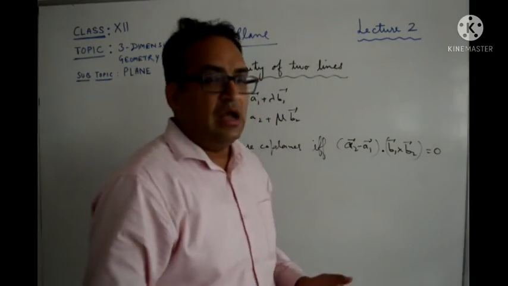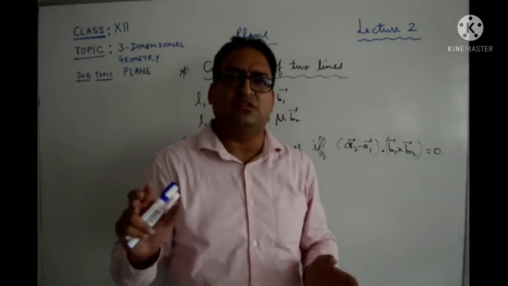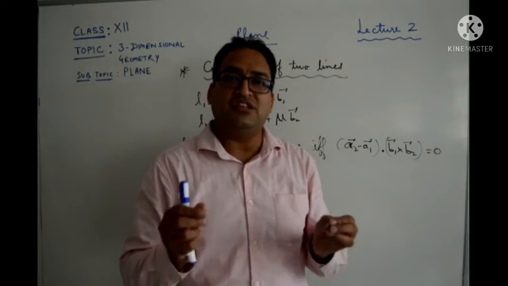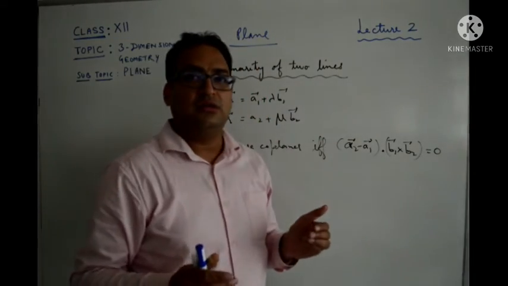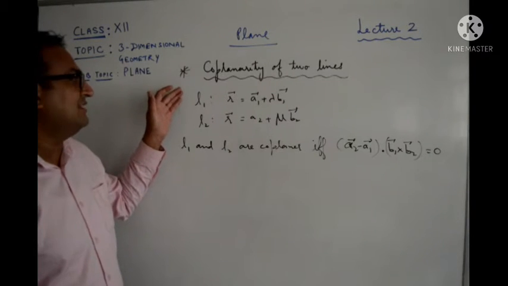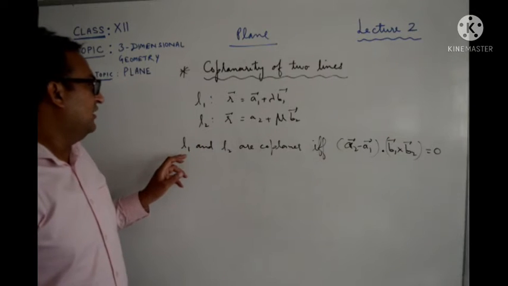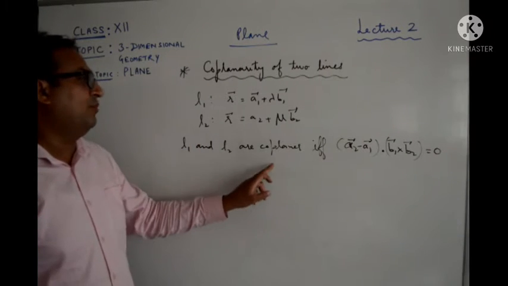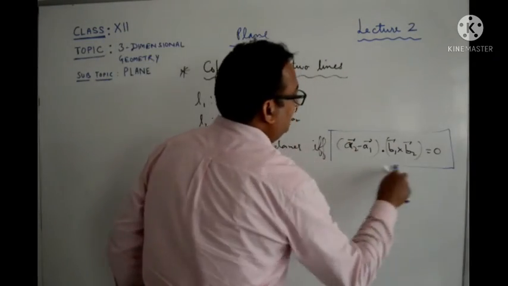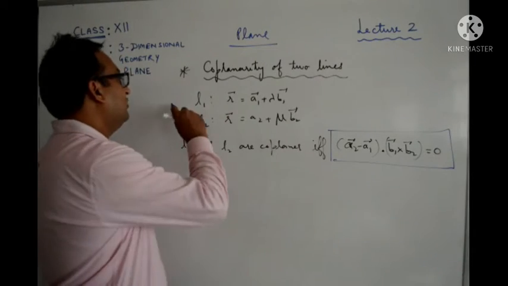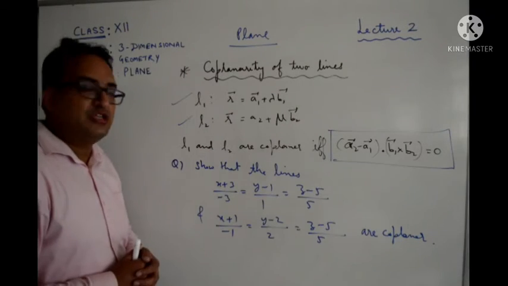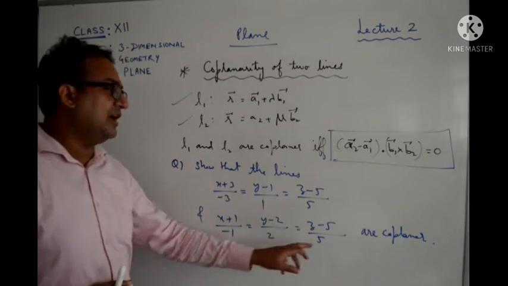So here, how can we tell? We have just the mathematical equation of the two lines in space. How are we going to tell what is the condition by which we can say the two lines are coplanar or not? So the condition of coplanarity of two lines L1 and L2, these are the vector equations of two lines L1 and L2, and the condition that L1 and L2 are coplanar is if this condition is satisfied. So you have to remember this result. So if this dot product is equal to 0, then the two lines L1 and L2 are coplanar, otherwise they are not coplanar. So the question is, show that these two lines, they are coplanar.